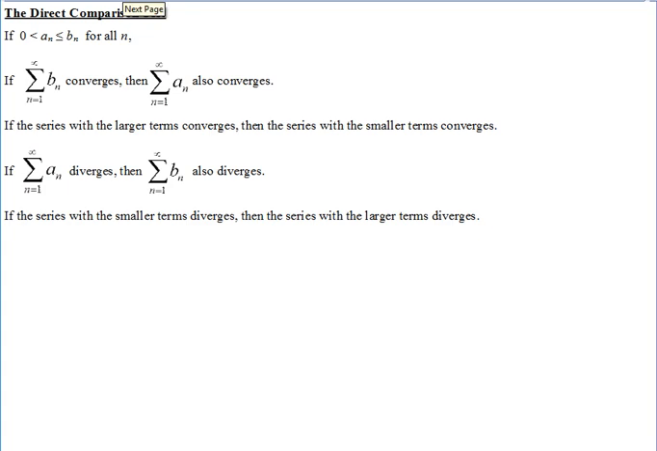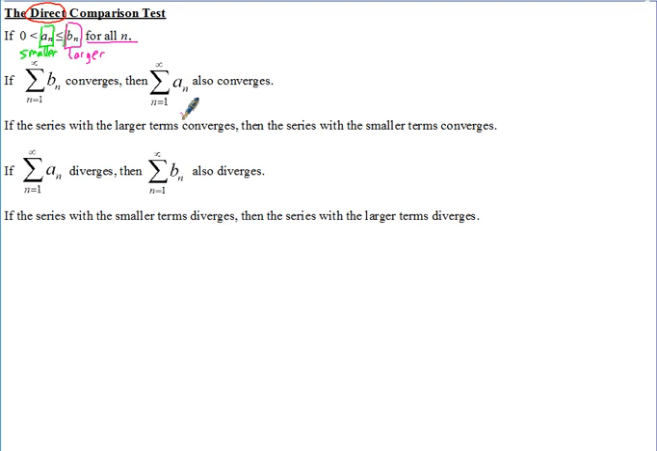And our last two tests are both comparison tests. So these are always used together with another test, in conjunction with another test. So direct comparison is when you know for sure that what you're comparing it to is either less than or equal to or greater than or equal to the one you're comparing to for all n. So here you can see a sub n represents this one that's smaller, b sub n represents the larger, the one that has larger terms.